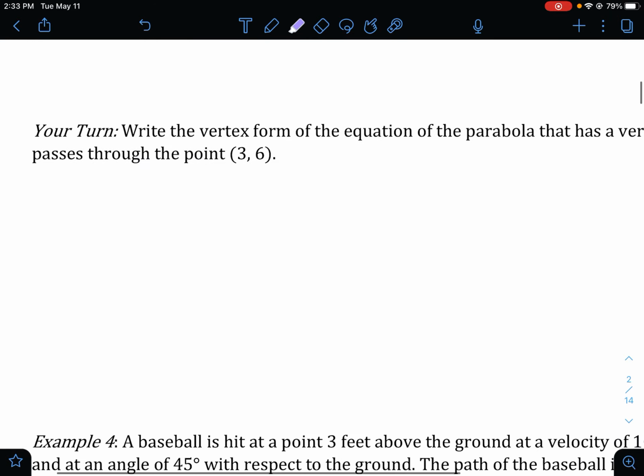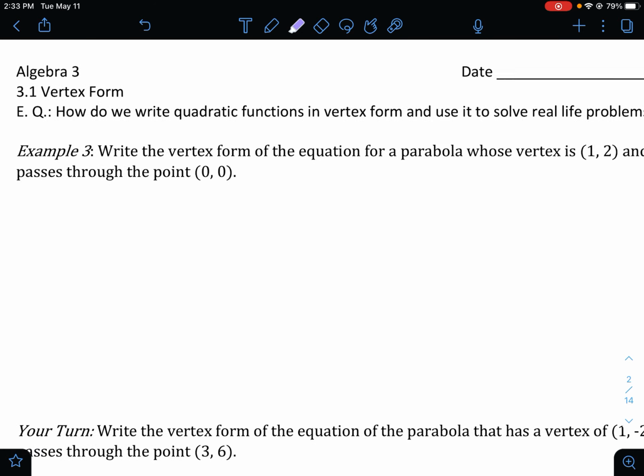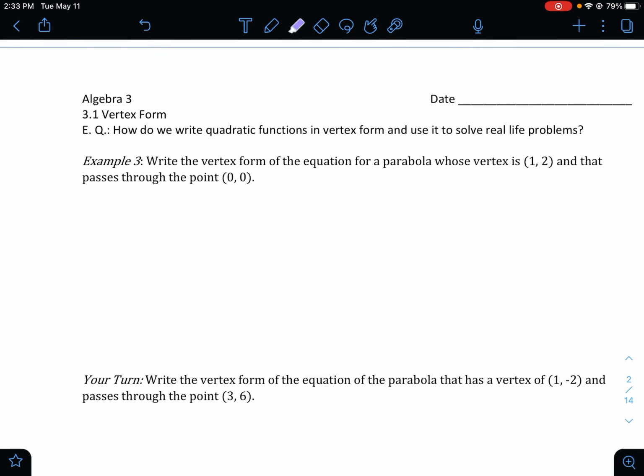All right, moving along. Went too far. So write the vertex form of the equation for the parabola whose vertex is 1, 2, and passes through the point 0, 0. So I'm going to go ahead and write down my vertex form. So vertex form is y equals a times x minus h squared plus k. All right, my vertex is h, k. An ordered pair is just x, y, so substitute in everything I know.